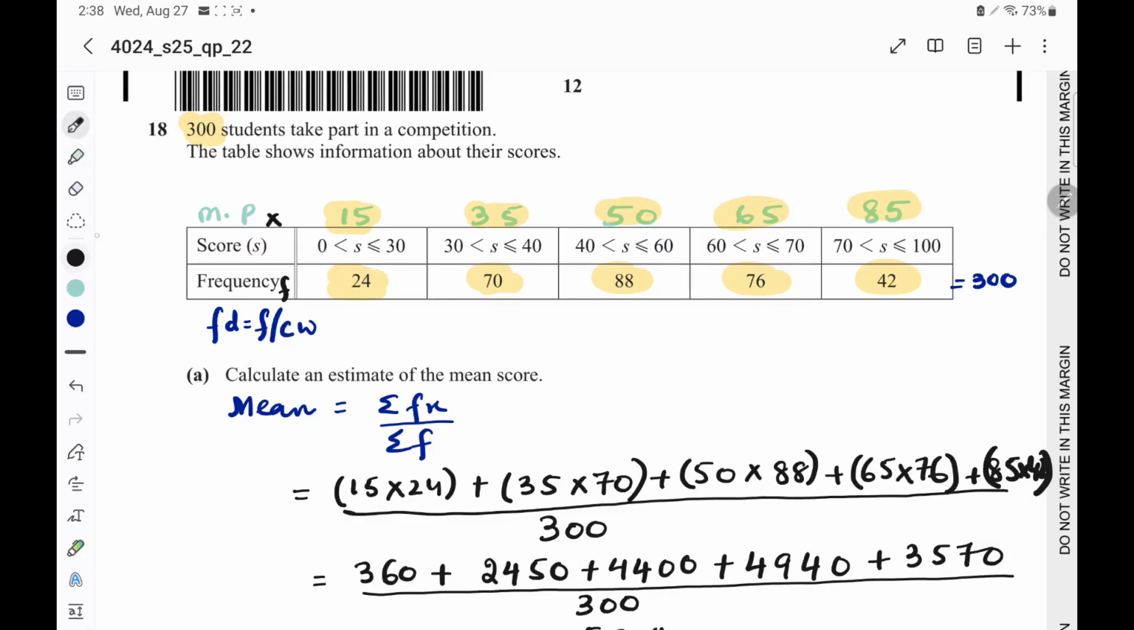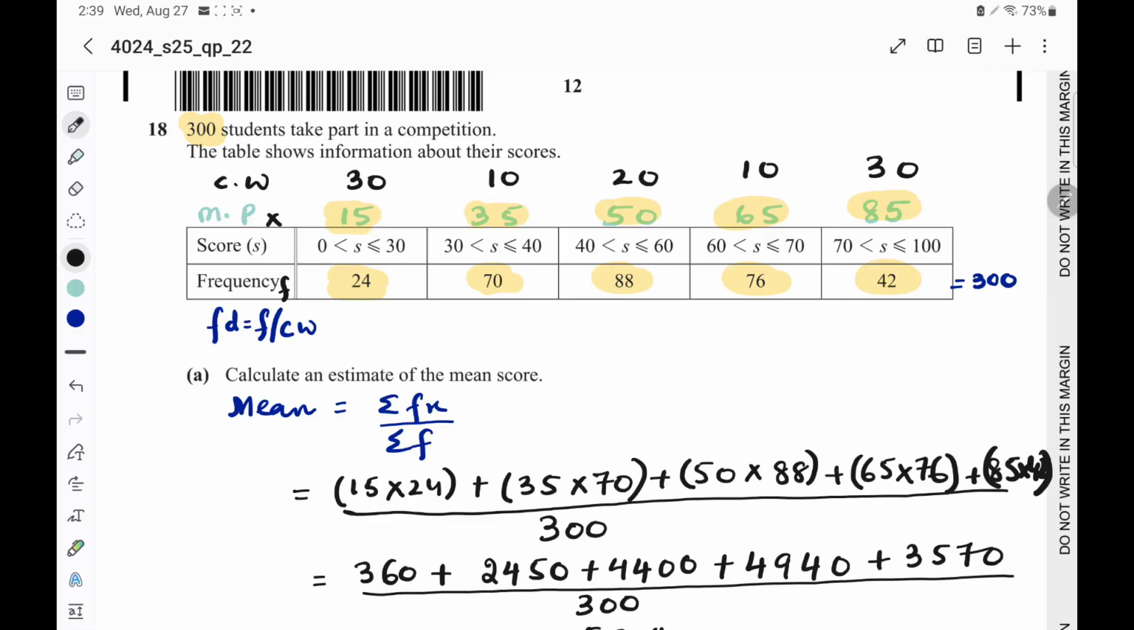If you find the class widths: 0 to 30 there are 30 numbers, 30 to 40 is 10 numbers, 40 to 60 is 20 numbers, then 60 to 70 there are 10 numbers, and 70 to 100, that is 70, 80, 90, 100, that is 30. So these are the class widths.